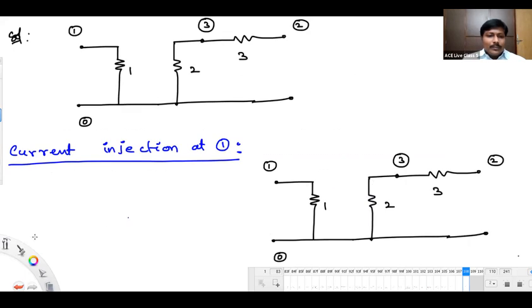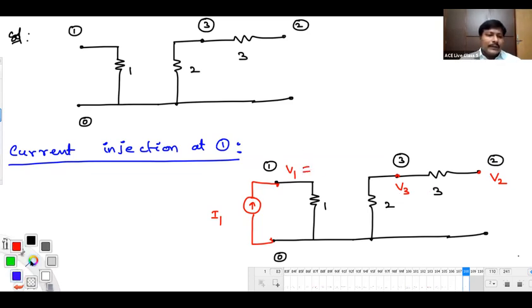So I will keep that current source at bus 1, something like this. This is the current source I am showing as I1. By giving that current, we find the voltages V1, V2, V3, and then V1 by I1, V2 by I1, V3 by I1 will give you the elements. What is the value of V1 now?